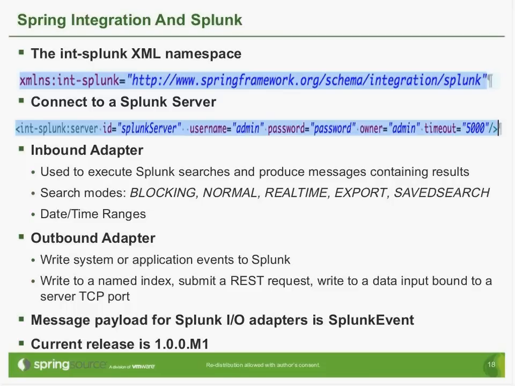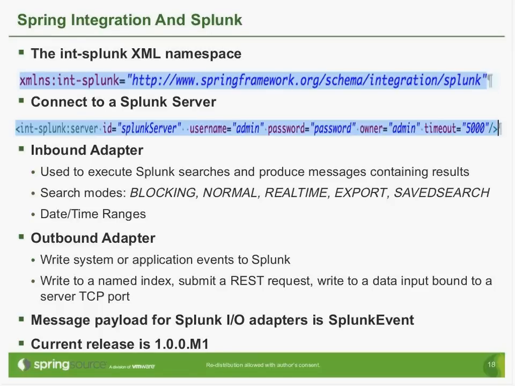But username, password, you might have an owner. In this example, we're showing a timeout of 5 seconds, which means if I fail to connect for some reason in 5 seconds, I'll throw an exception. But in the happy path, we'll connect to a Splunk server, and that's what we'll be using to do our Splunk communications and integration.